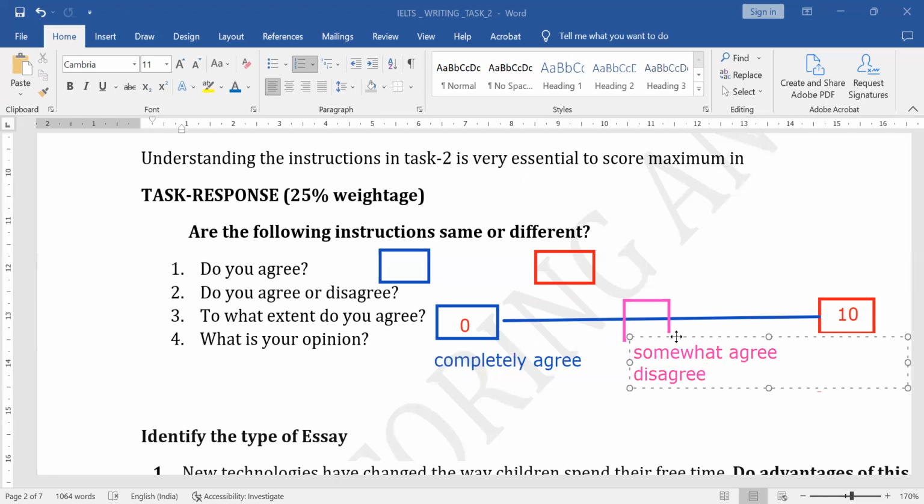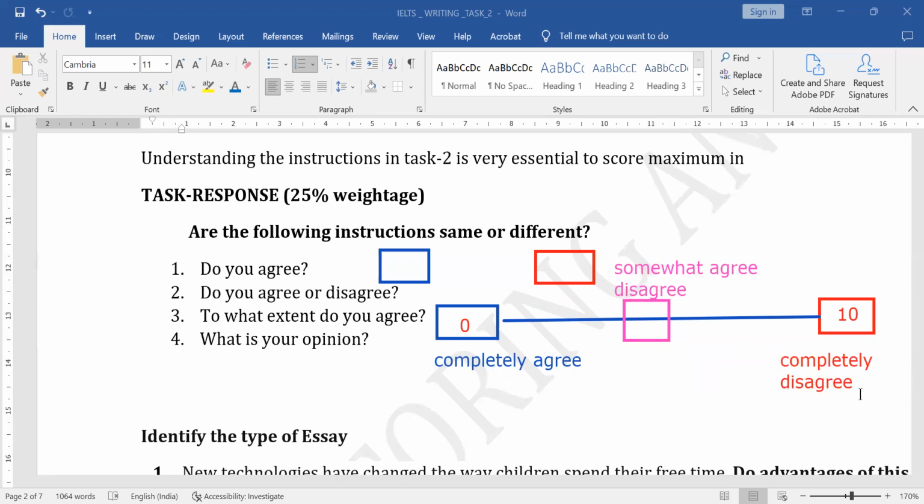So how many choices I have broadly? I can come here 0, I can come here 10, or I can be in between somewhere, somewhat agree or somewhat disagree. Okay, so I'm not saying that you have to give this always. I'm just saying that you have a choice.